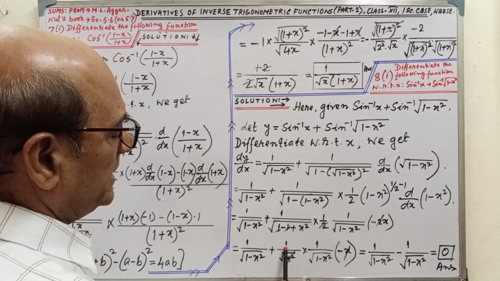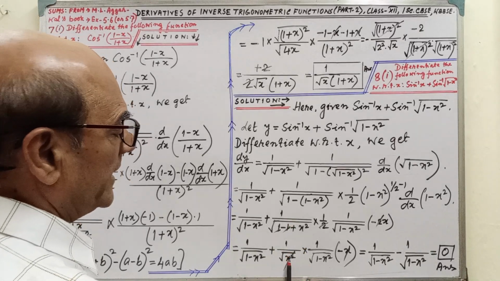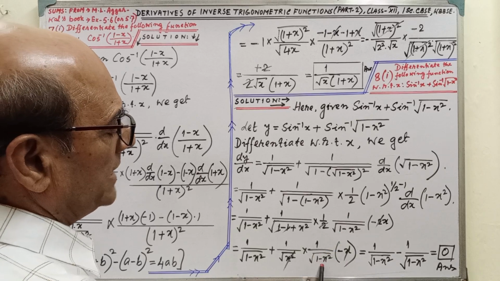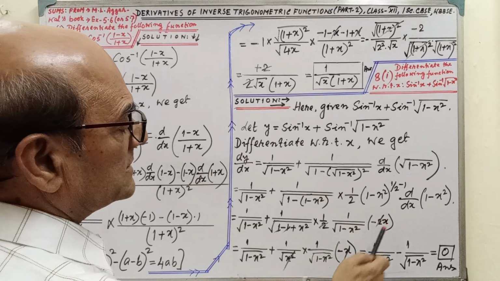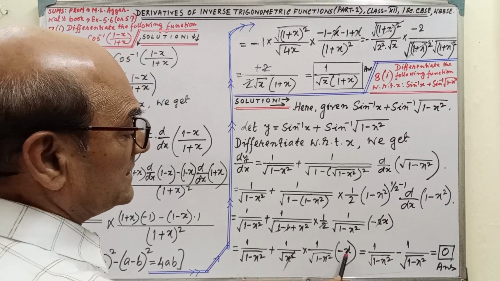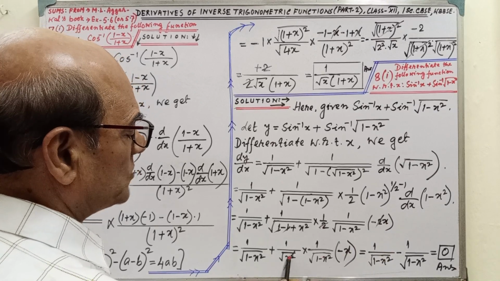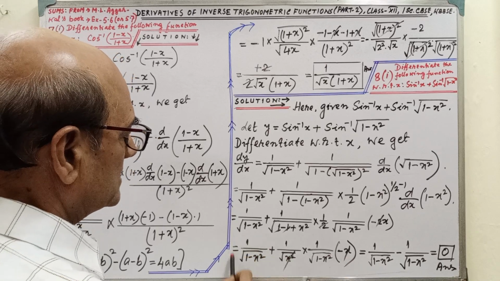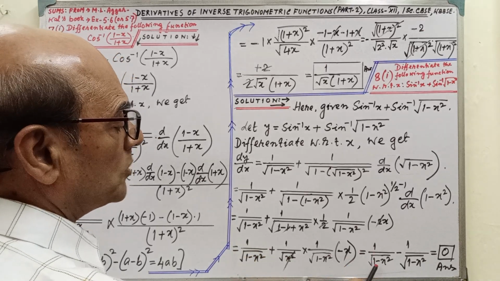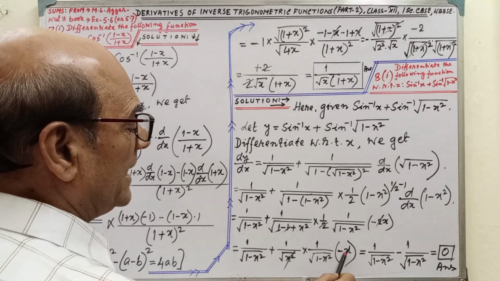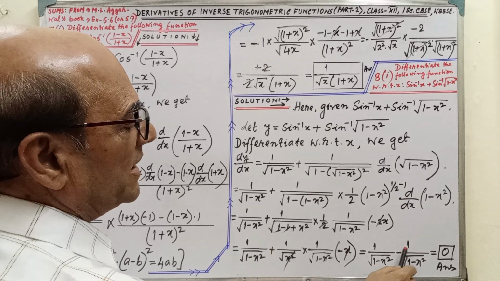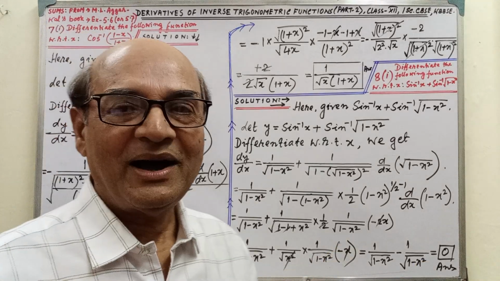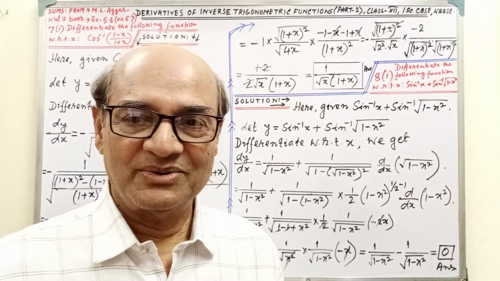1 will be cancelled, then it will be 1 by root over x square, and then it will be 1 by root over (1 minus x square), and this minus x. This minus x and root over x square, this also x will be cancelled. Then it will be 1 by root over (1 minus x square), and here minus and here plus minus minus, so 1 by root over (1 minus x square). These two will be cancelled, so answer 0.